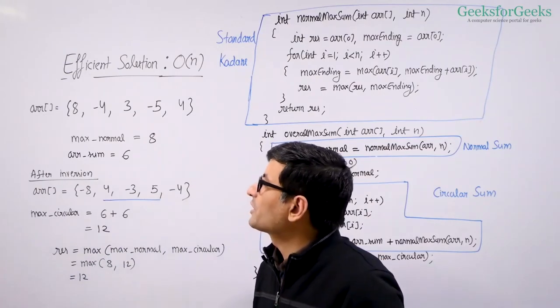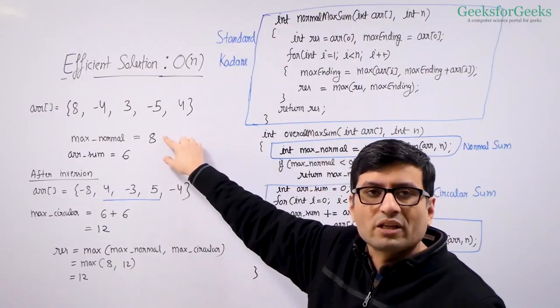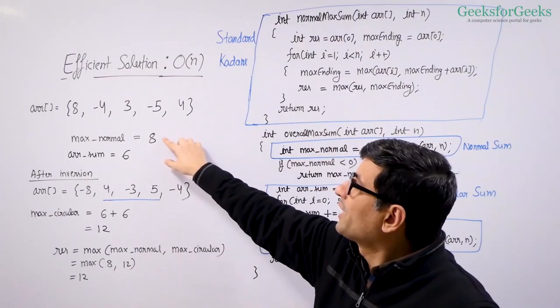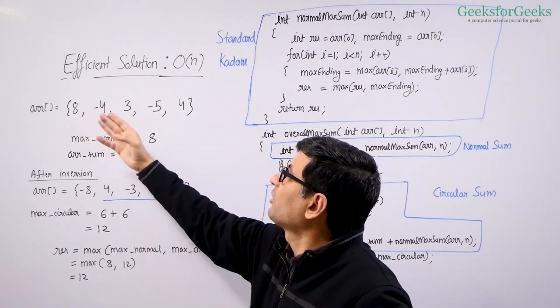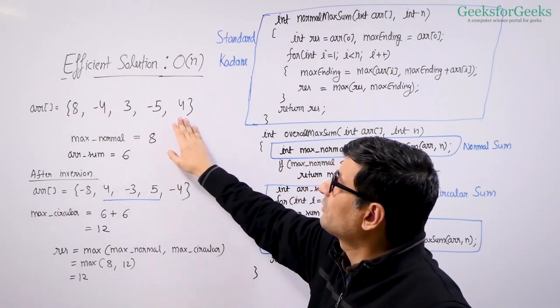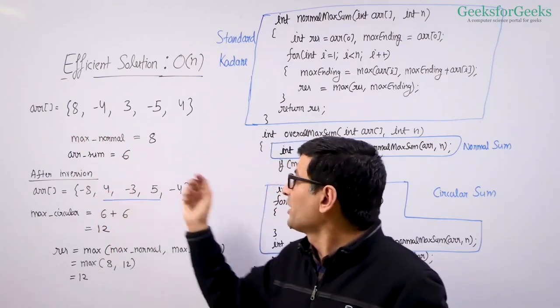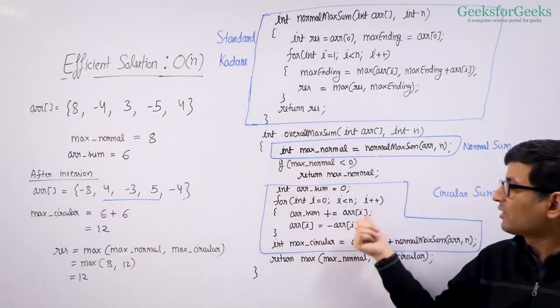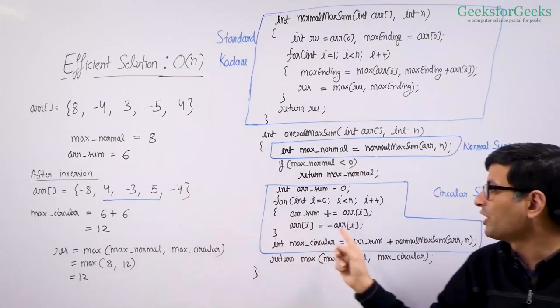Let's see the working of this with this example. We'll get the max normal using simple Kadane's algorithm. We'll find out the max normal as 8, right, which is the maximum sum of any normal subarray in this array. Now we run this loop, and inside this loop we find out the array sum. Array sum is 6, and in the same loop we invert the array.